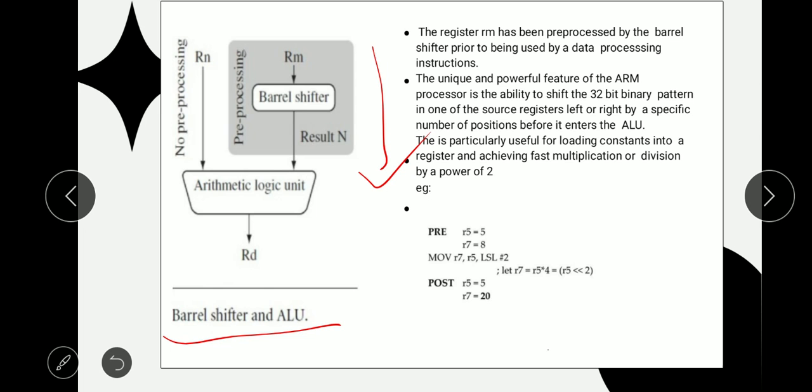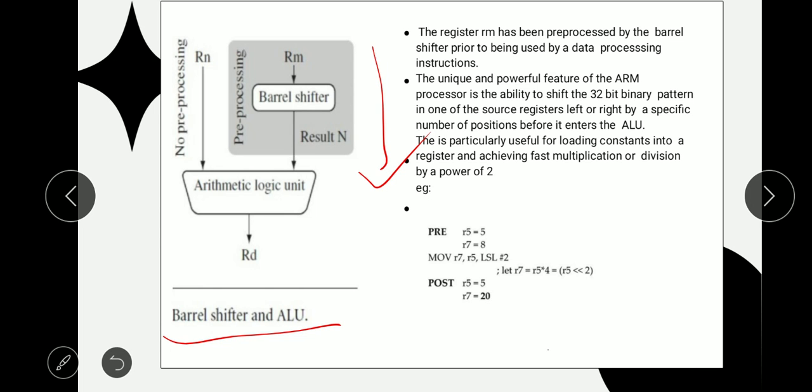Preprocessing or a shift occurs within the cycle time of that instruction. This is particularly useful for loading constants into a register and achieving fast multiplication or division by a power of 2. Let's take an example.